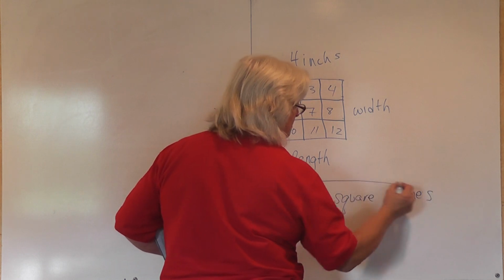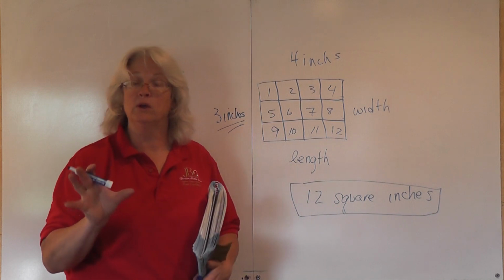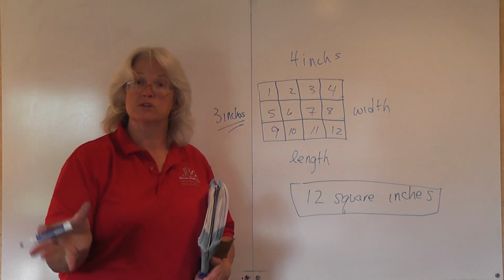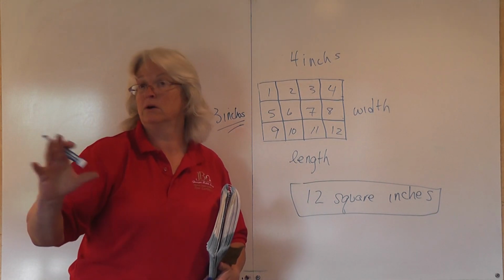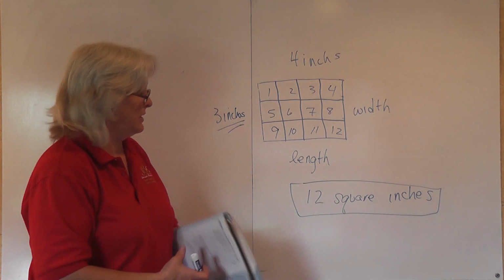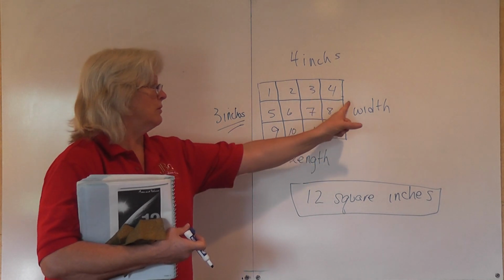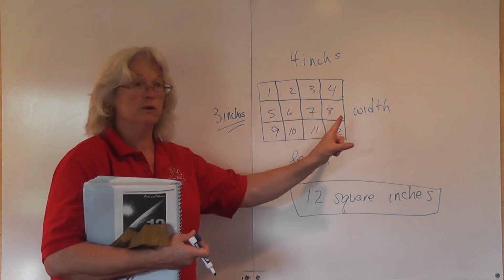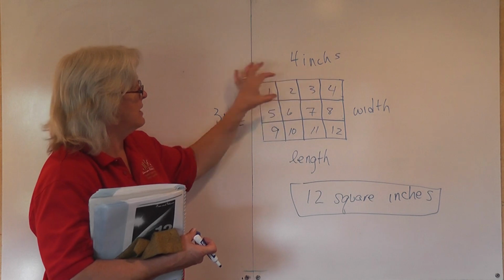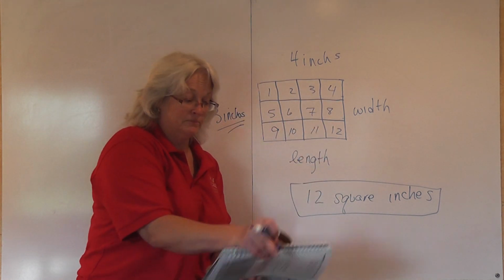So that's how we define the units of area. We use square inches, square feet, square miles, square yards, square millimeters, square centimeters. And the square comes from this very obvious visual right here that we have the unit squares. How many tiles does it take to fill up that area? Okay?